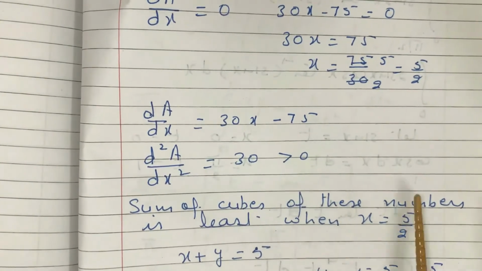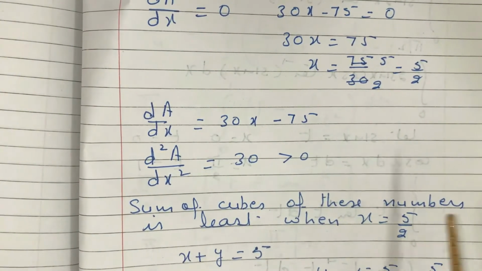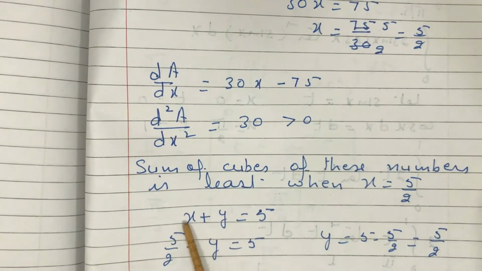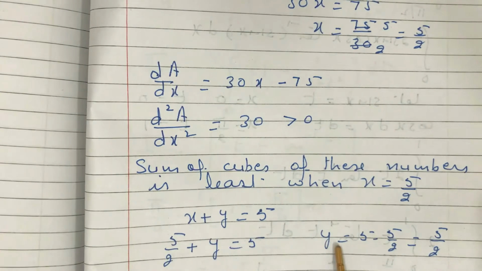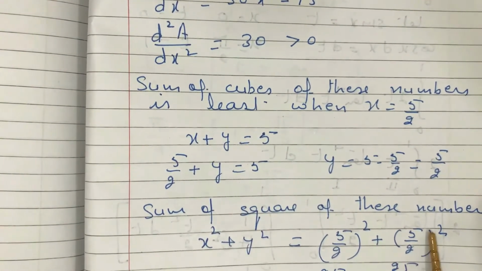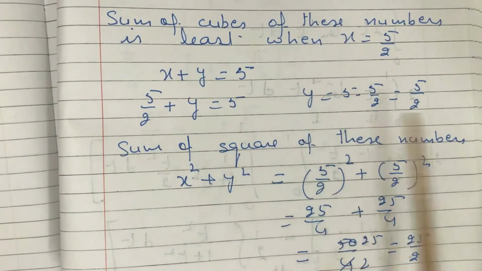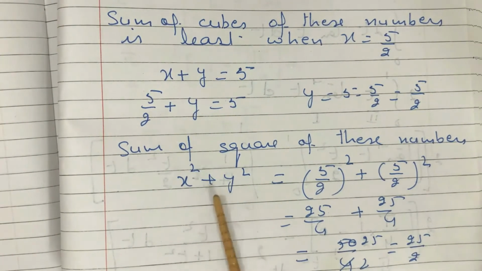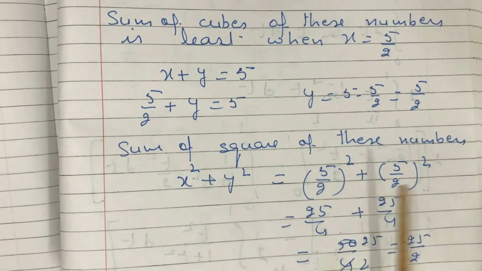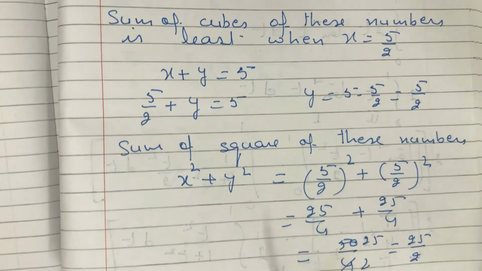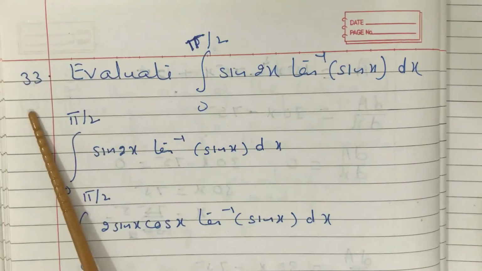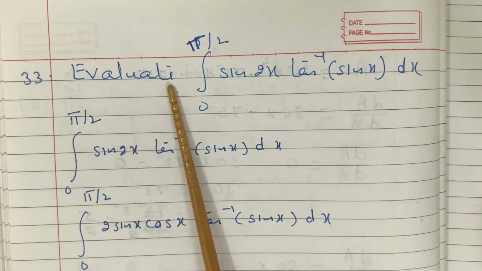Sum of the cubes of these numbers is least when x is equal to 5 by 2. So x plus y is 5. Instead of x, write 5 by 2. Value of y will come out to be 5 by 2. Now we are to find the sum of the squares of these numbers. Value of x and y both are 5 by 2. So x square plus y square is equal to 5 by 2 whole square plus 5 by 2 whole square. I have substituted the value, and after simplifying it, I got 25 by 2. That is the answer. Now question number 33, evaluate.